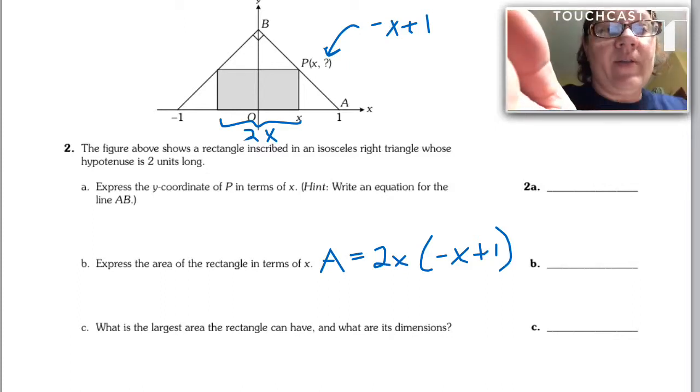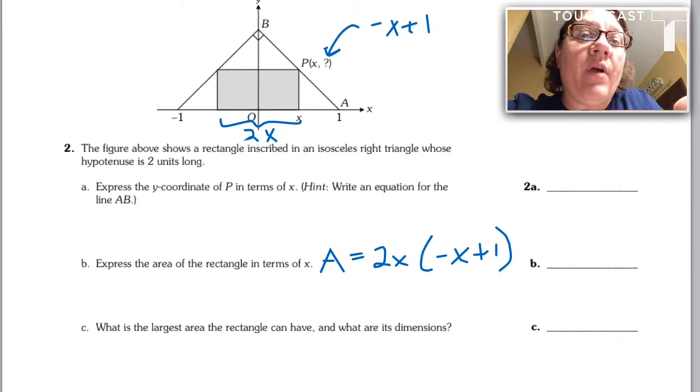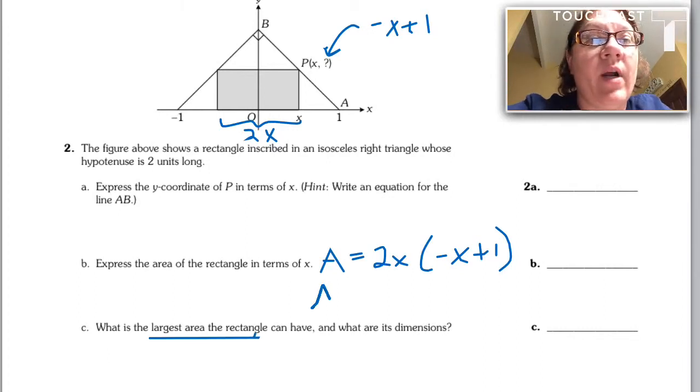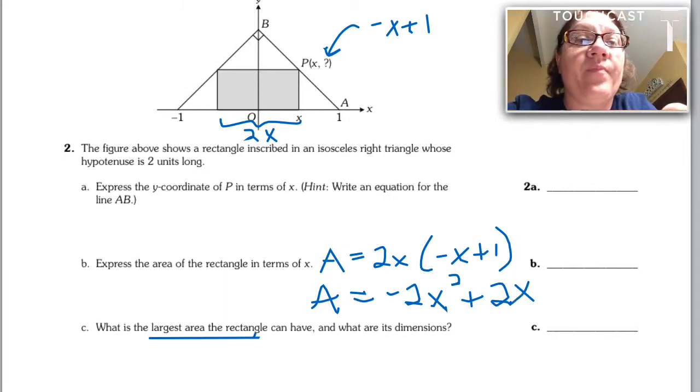So remember in the last segment, we just came up with the area formula. And if I want to do largest area, then I'm going to need to take the derivative. But before I do that, it would be so much easier if I multiplied it out. So now my first derivative is negative 4x plus 2.